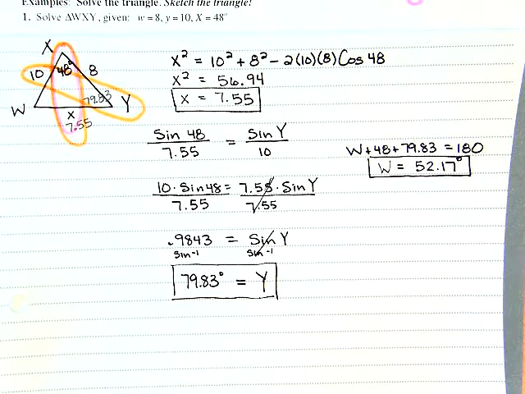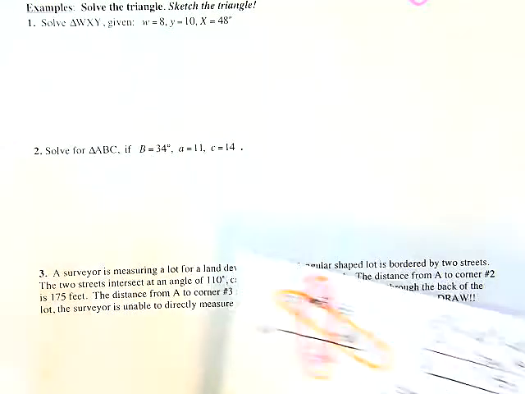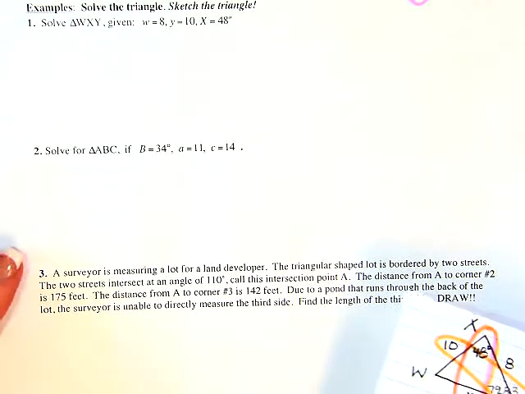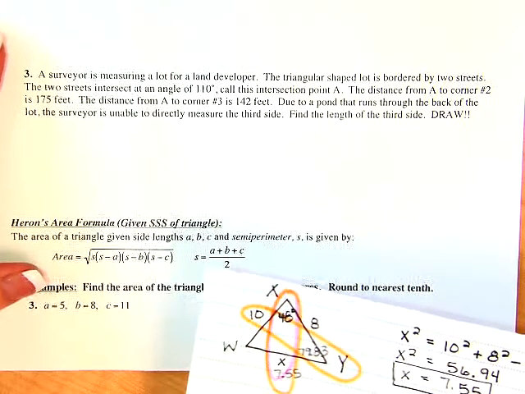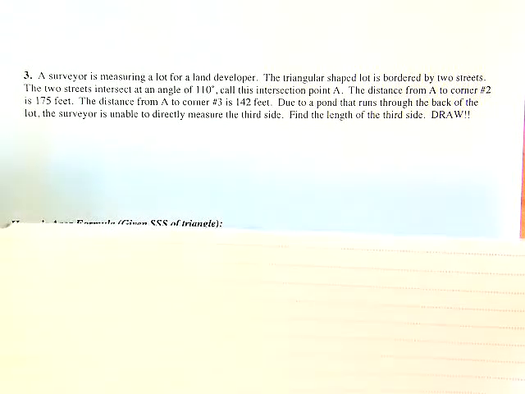So the next thing we're going to actually look at, just for time, I want the video to be pretty quick. Number 2 is basically the same, but let's look at number 3, which is the word problem. And take a second, let's read it together. A surveyor is measuring a lot for a land developer. The triangular shaped lot is bordered by 2 streets. The 2 streets intersect at an angle of 110 degrees. Call this intersection point A.